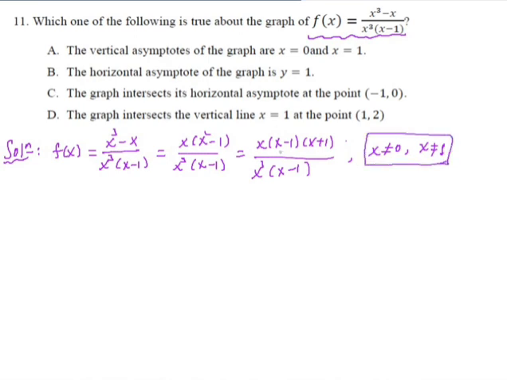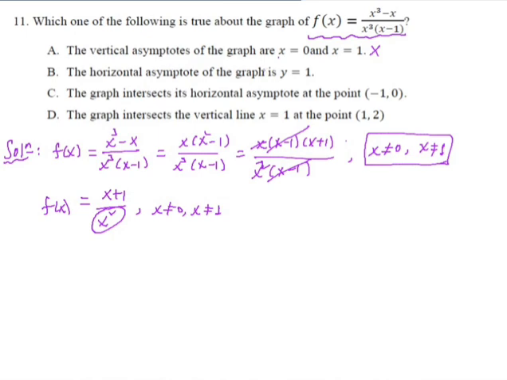In the simplified form of this function, you can cancel out x minus 1 and x. So the given function becomes x plus 1 over x squared. This is our function with the restriction x different from 0 and x different from 1. Now let's go to the choices. The vertical asymptotes of the graph are 0 and 1. The vertical asymptote is only at x equals 0, therefore the statement in A is wrong.